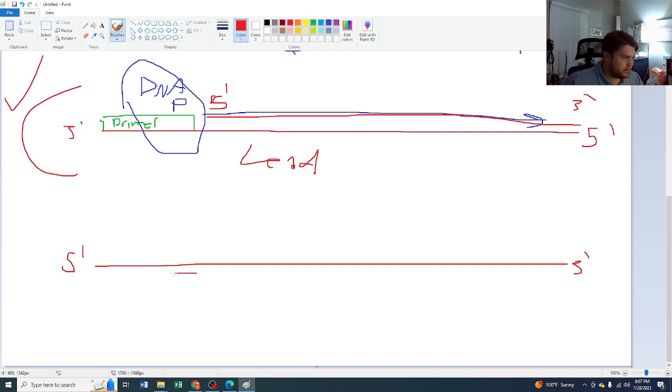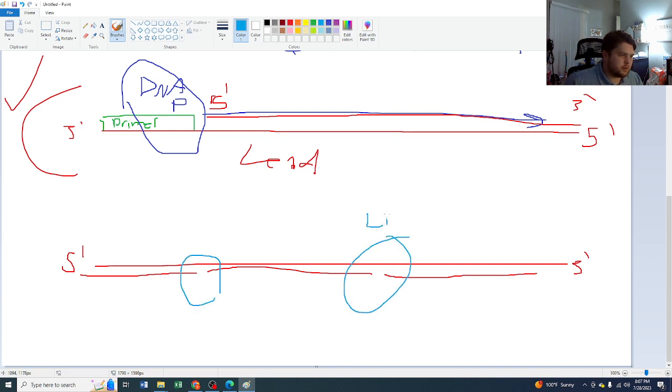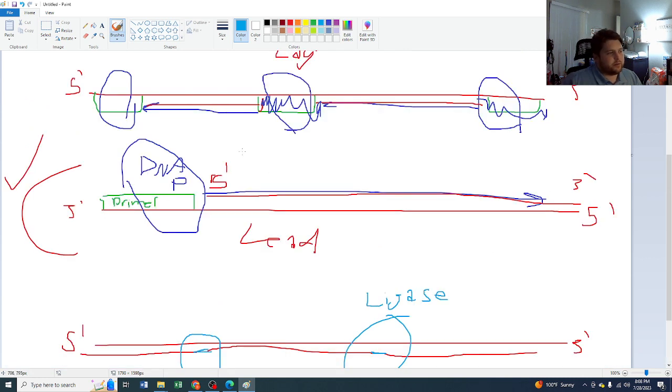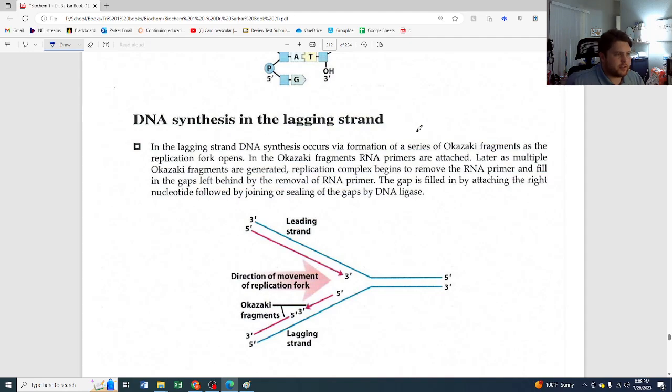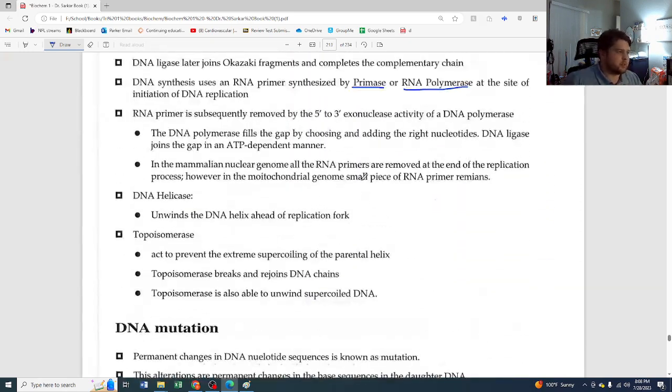So we're left with pretty much complete, but not quite totally complete fragments of DNA. Our DNA ligase is going to come in and finish fusing these gaps. And then we're left with two perfectly usable, good copied strands of DNA. Hopefully all of that made sense. Broke it down a little bit, made it a little bit simpler.